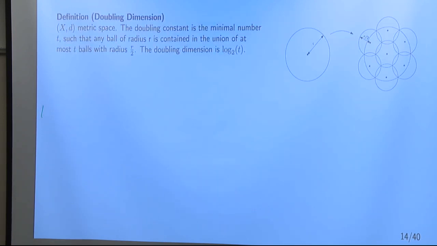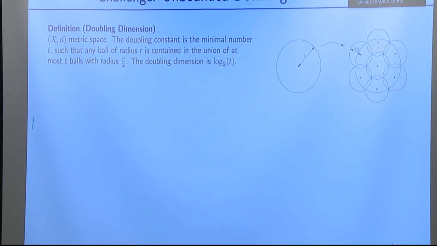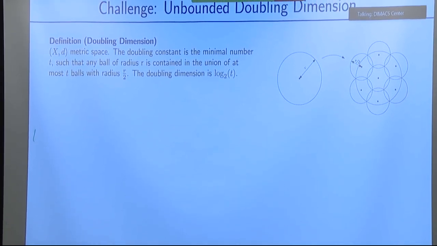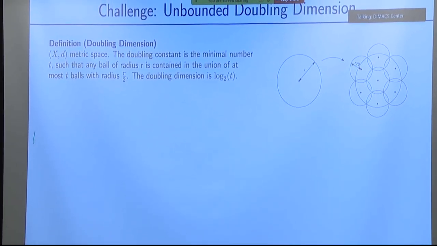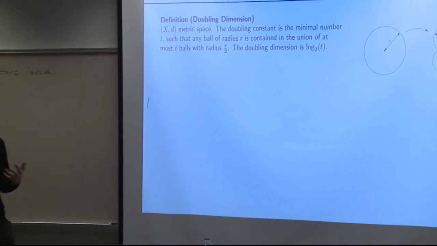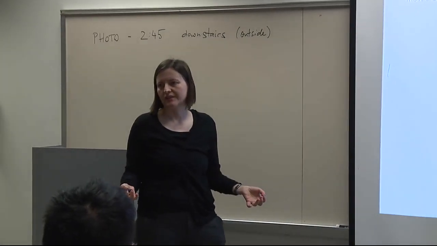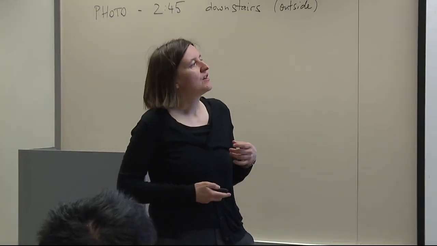Okay, so let's first take a step back and think about what's really the challenge here. I think the doubling dimension gives some argument of why the problem is more difficult for the continuous case. We've seen doubling dimension also in previous talks.